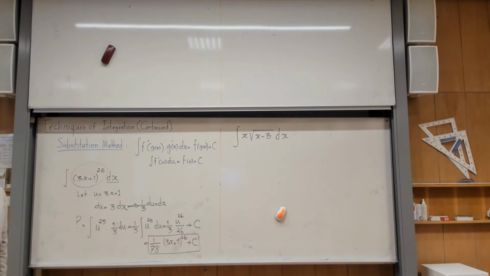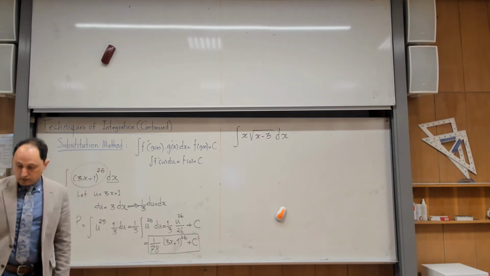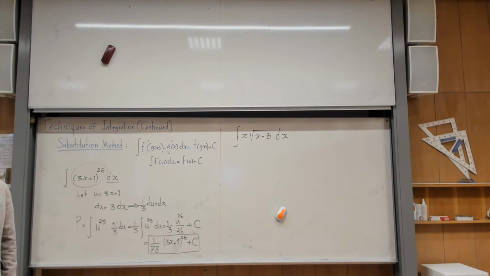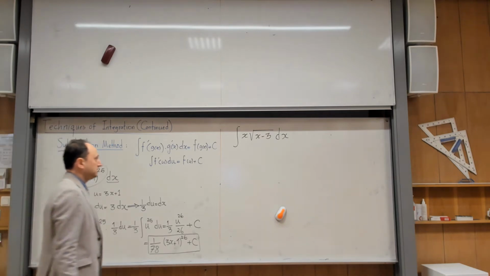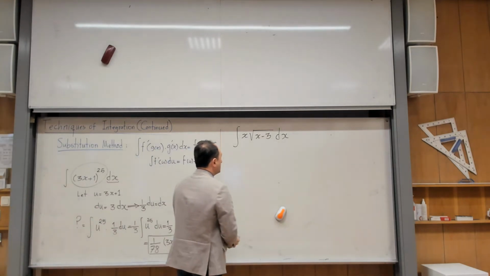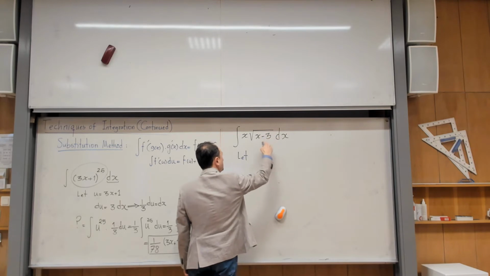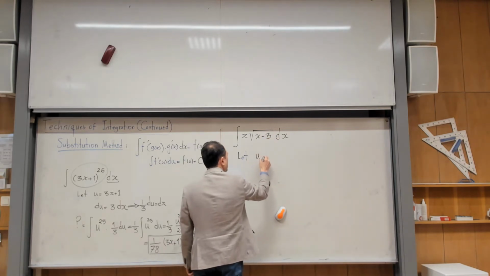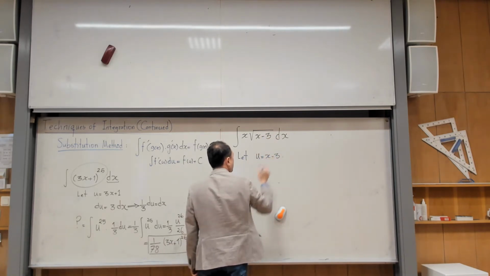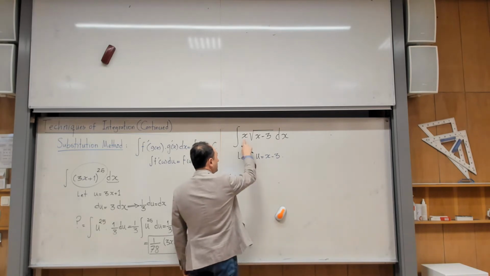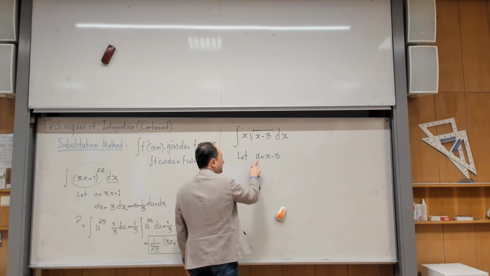Okay, so I want to use the method of substitution, but I want to teach you two methods whenever you are dealing with the square root signs. The first method is, okay, let us just write this. I take this one to be u, okay? u equal to x minus 3. Then everything should be written in terms of your new variable.